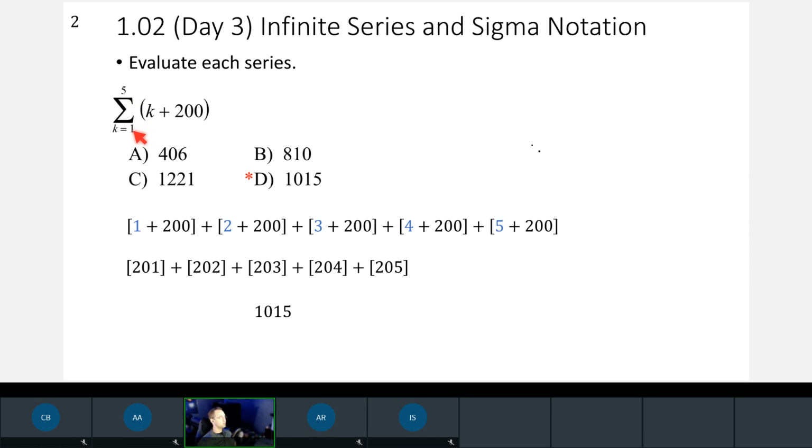So if k was like 3, k equals 3 to 5, we would start at 3 and go 3, 4, and 5. This doesn't represent how many terms you need. That is the stopping point, and this is the starting point. So 1 to 5 in this case. So you just write it, and you can just plug and chug, really.